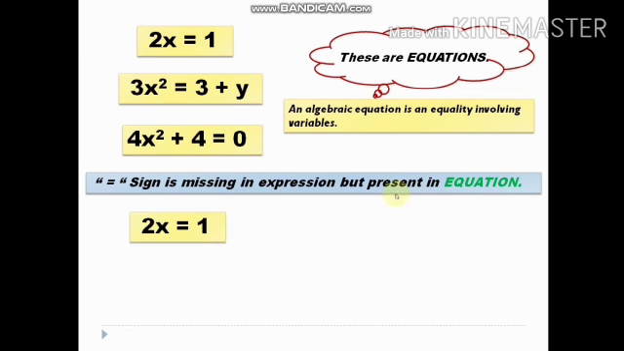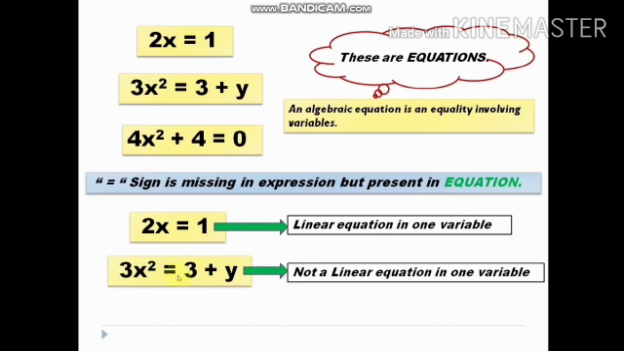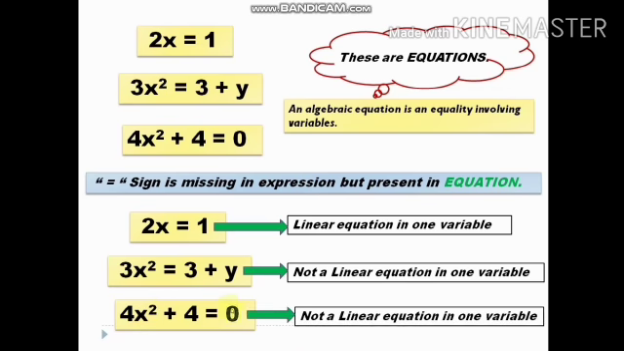Look at this first example, 2x equal 1. This is a linear equation in one variable. Look at this second example, 3x square equal 3 plus y. As you can see here, there are two variables and the highest power of the variable is 2. So, it is not a linear equation in one variable. In this third example, 4x square plus 4 equals 0, there is only one variable, but the highest power of the variable is 2. So, it is also not a linear equation in one variable.